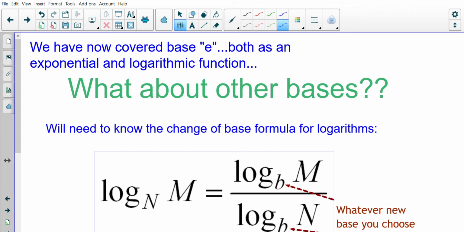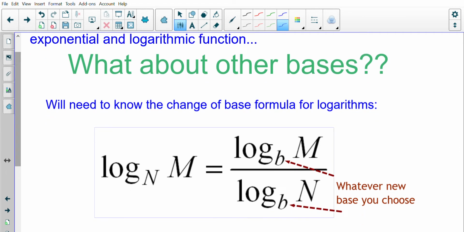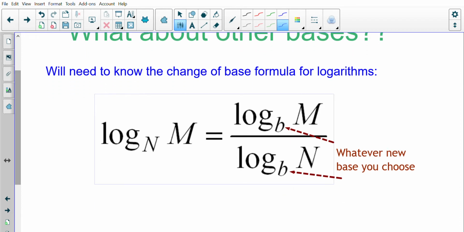And to do that, the formula that I mentioned in our review video becomes important, the one referred to as the change of base. So essentially, because we now know how to work with base e, we're going to change everything to base e and use that as our starting point to find derivatives of other bases. So again, this is the formula that I showed you earlier.